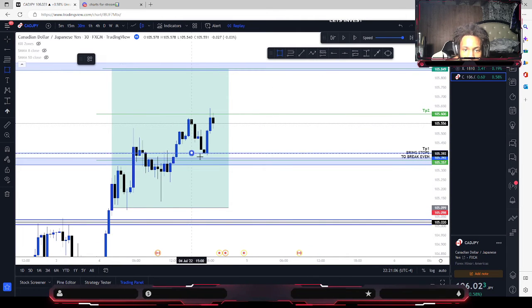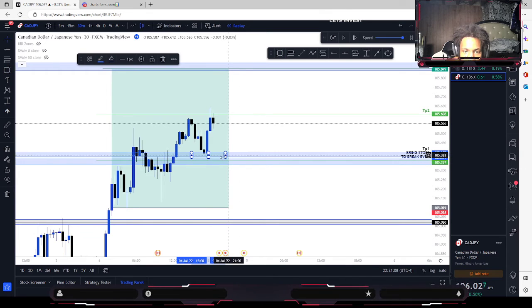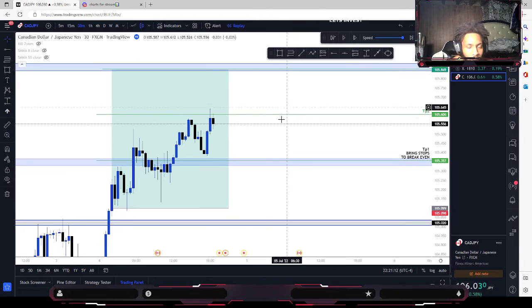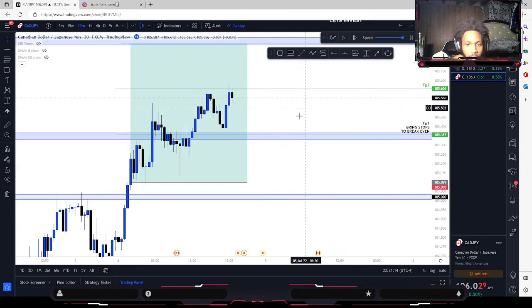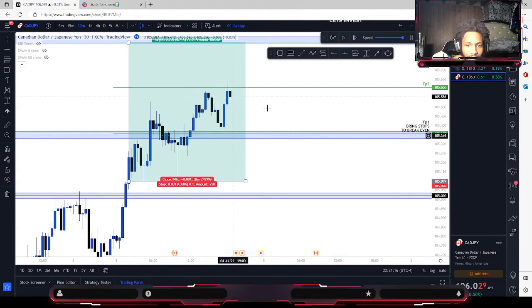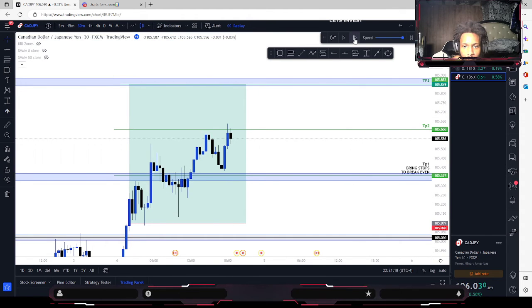And if we break back below this low, this is the previous lower low, if we break below here, then I'll be looking to close, because now we're breaking market structure, because on a smaller time frame, this is higher highs and higher lows. Okay? This is my thought process.